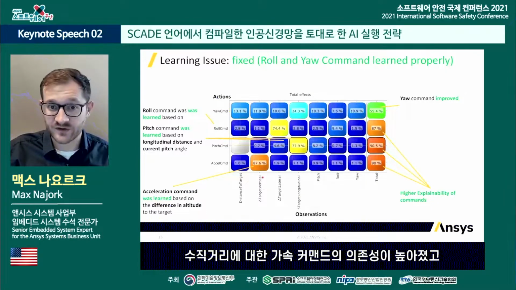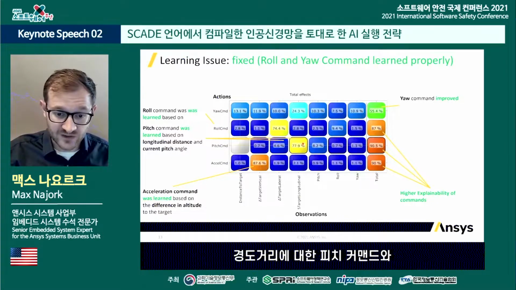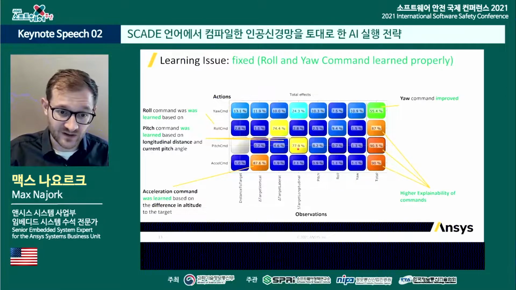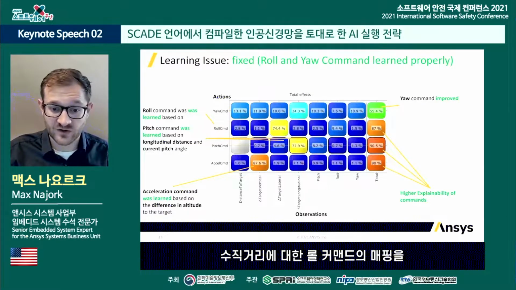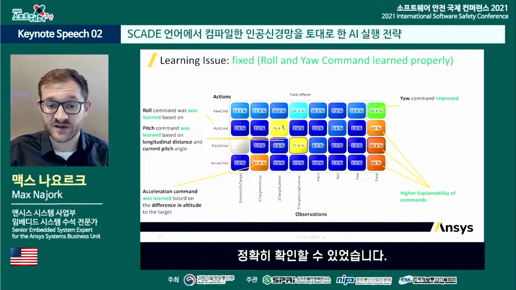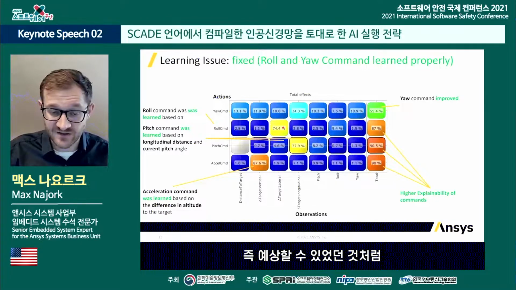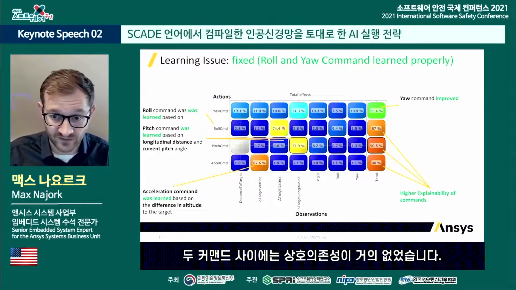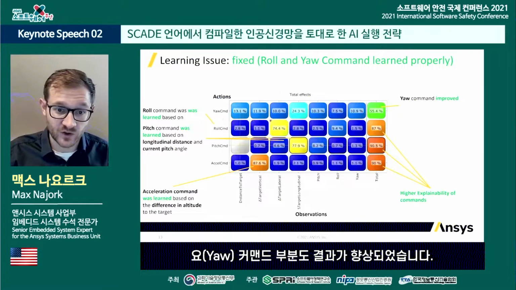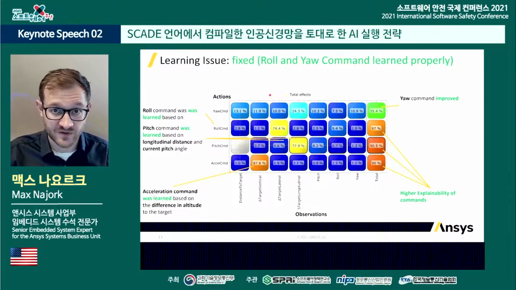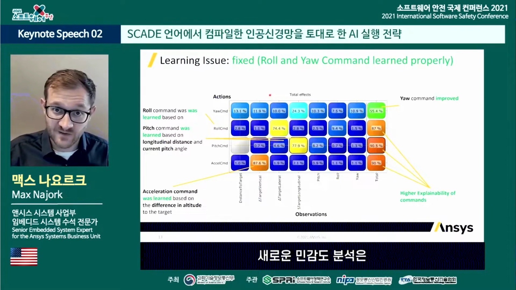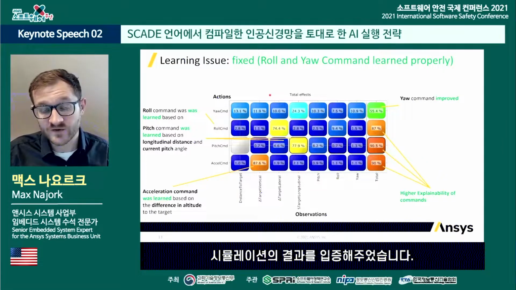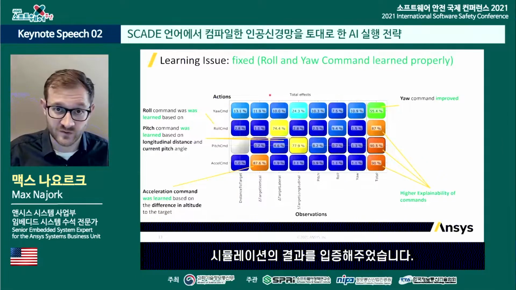We can also see a very clear mapping of the pitch command on the longitudinal distance and the roll command on the vertical distance. So there are few interdependencies between the two commands, which is again exactly what we expect. Also on the yaw command, we can see some significant improvements. So all in all, we can say yes, the new sensitivity analysis confirms the impression which we had from the pure simulation.